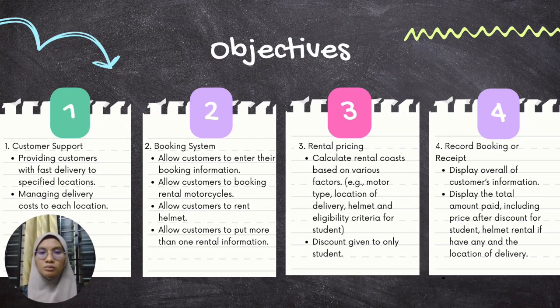Third, we want to calculate the overall cost based on various factors, and we will subtract the discount that is applied to students. And lastly, we want to display the overall customer information correctly and display the total amount paid, the price after the discount, at the end of the system, which is the receipt.